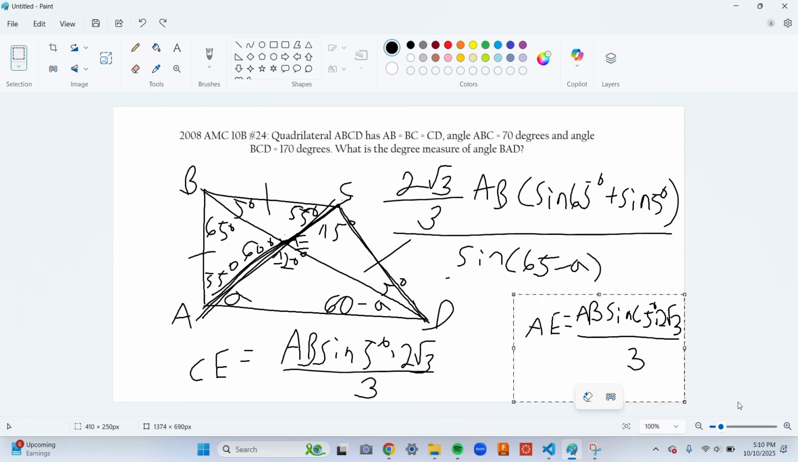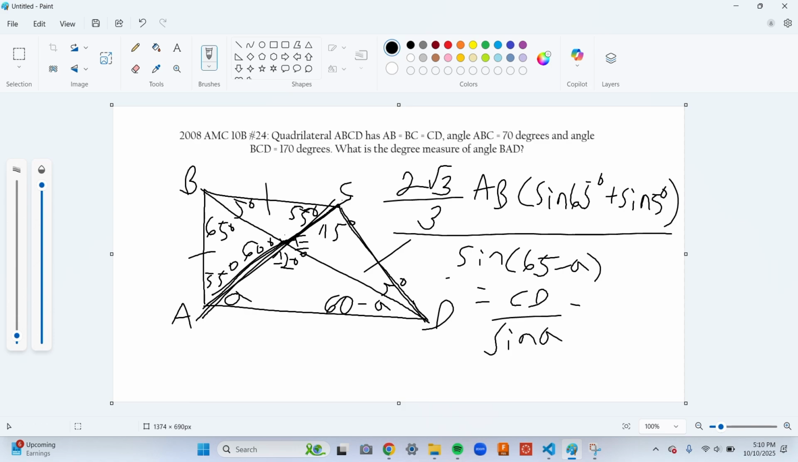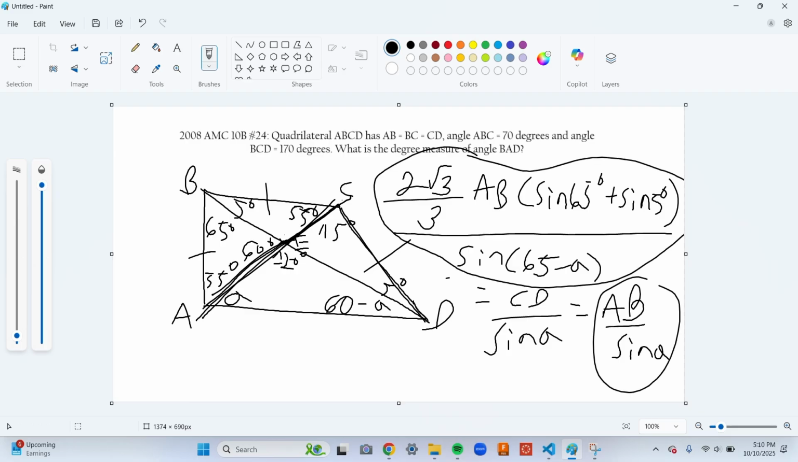So now let's get rid of all of this. So that's going to be equal to CD over sine of alpha, which is equal to AB over sine of alpha. Okay, now let's only focus on this expression and this expression. The AB's conveniently cancel out. So now we're left with the trig problem here. We have 2 root 3 over 3 times sine of 65 degrees plus sine of 5 degrees over sine of 65 minus alpha equals 1 over sine of alpha. Okay, so let's write that out now. So now let me get rid of all of this.